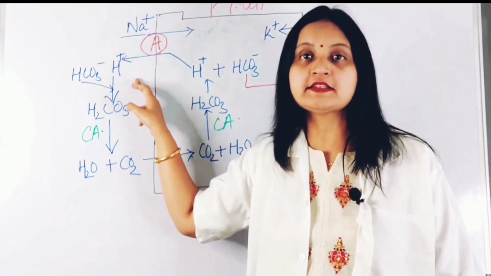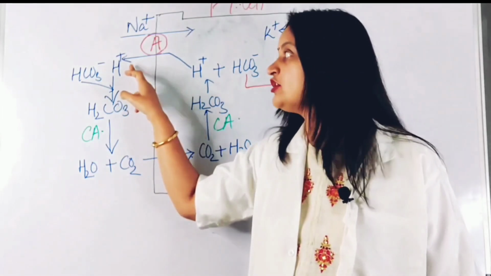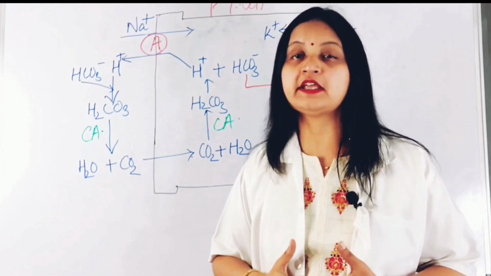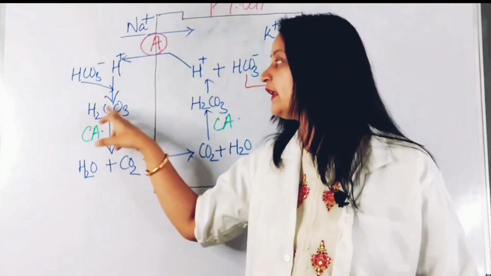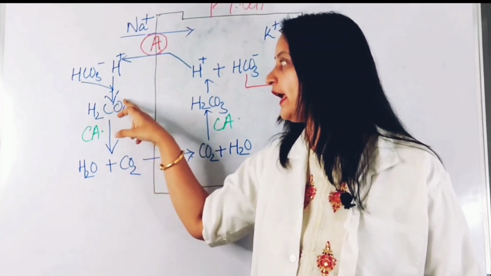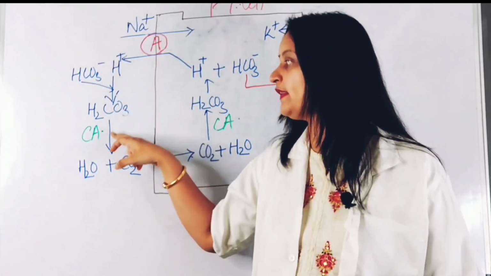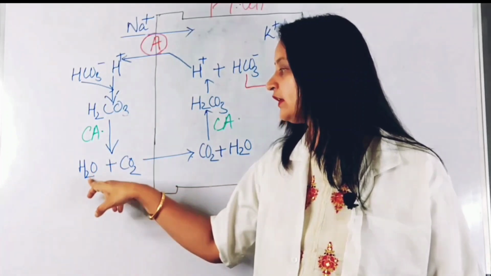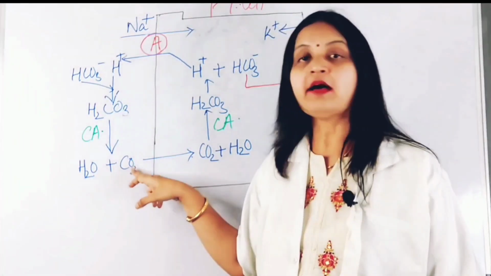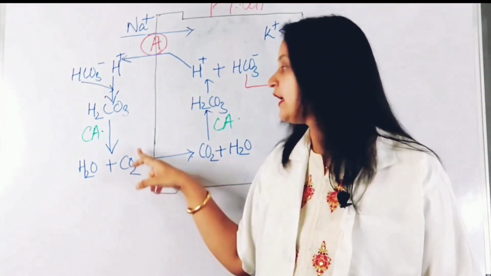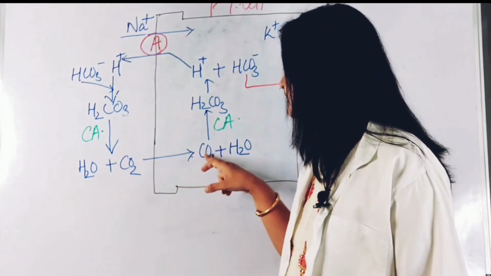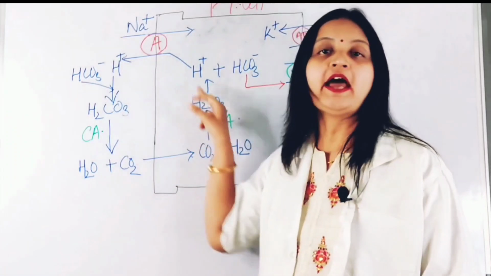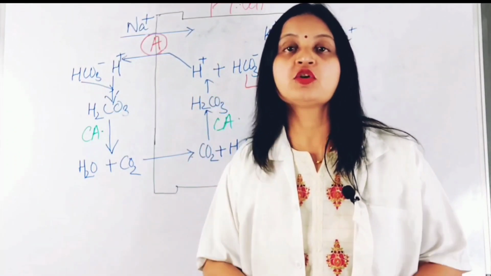So hydrogen ions are secreted into the tubular lumen, where they combine with bicarbonate ions that are filtered through the glomerulus into the tubules and form H2CO3, or carbonic acid. H2CO3, in the presence of the carbonic anhydrase enzyme, dissociates into water and carbon dioxide, and carbon dioxide, being lipophilic, is absorbed into the tubular epithelial cell and combines with water to form H2CO3, and the process continues.